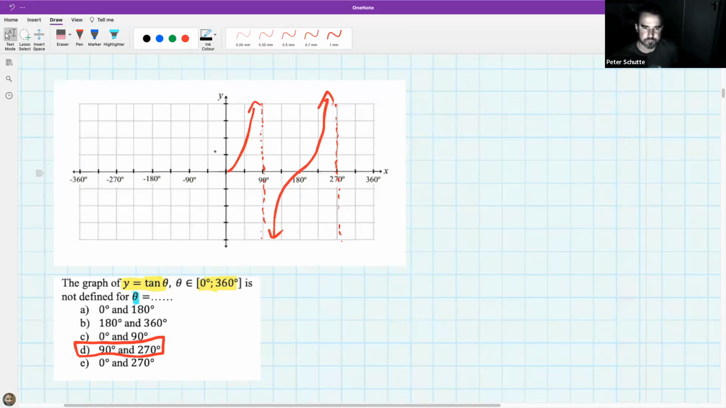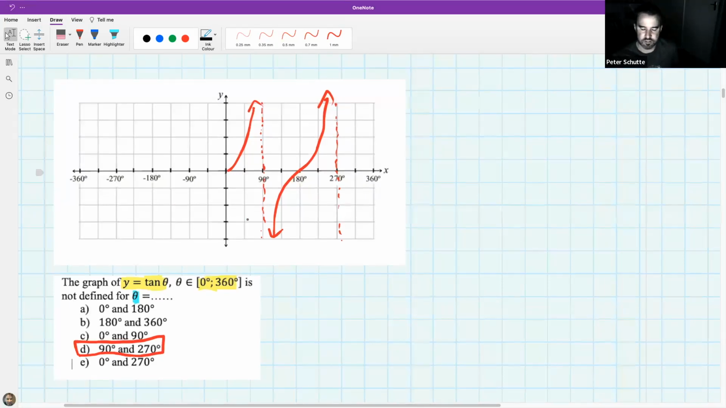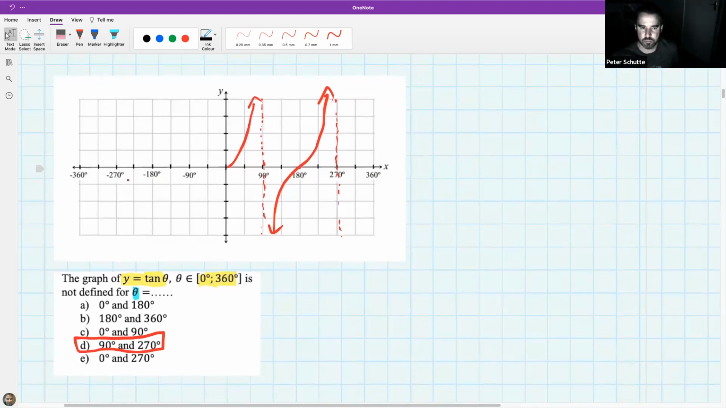Okay. So when we say undefined, we're looking for the asymptotes. And if you use your calculator, you can also see on those tables, you kind of see question marks or undefined.